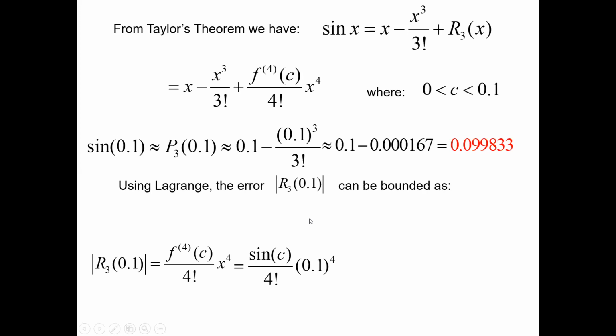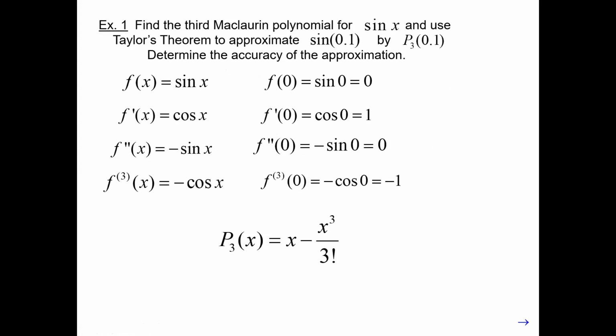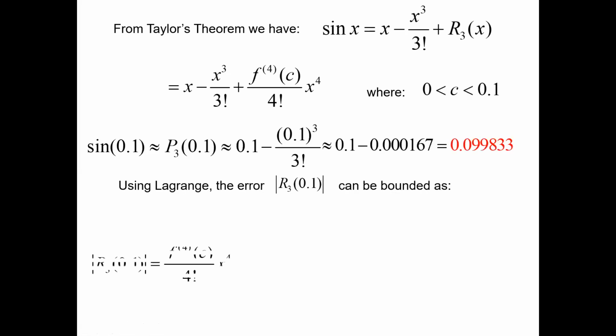what is the maximum value for, well, let's do it this way. The 4th derivative, I should say. Let me back up for a second. The 4th derivative, let me go back to my list. My third derivative was negative cosine x, so the 4th derivative would be positive sine x. So my 4th derivative right here is sine x. I'm using c. You can call it x, it doesn't matter, over 4 factorial times 0.1 to the 4th power.